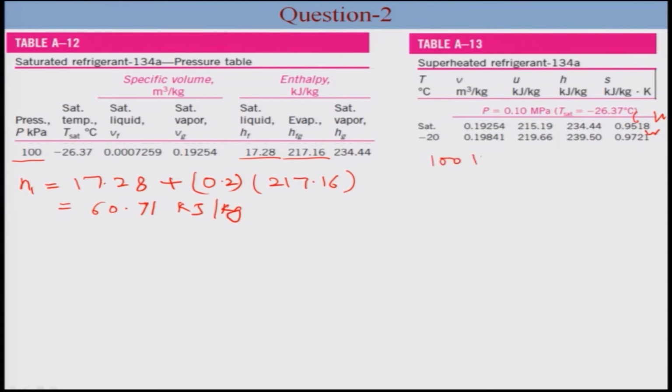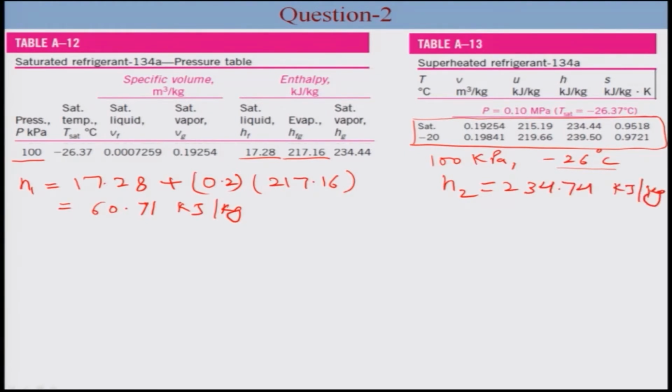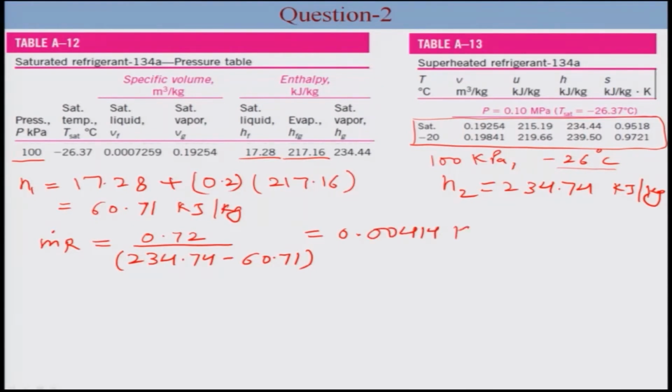Similarly, for the second state, it is superheated refrigerant. It is at 100 kilopascal and the temperature is minus 26 degrees Celsius. To get the value of H, we need to interpolate between these two, as the saturation temperature is minus 26.37 and we need the values at minus 26 degrees Celsius. So from here, after interpolation, H2 is 234.74 kilojoule per kg. The mass of refrigerant will be obtained from the previous equation by putting in all the values, Q_L divided by H2 minus H1. So this is equal to 0.00414 kg per second.